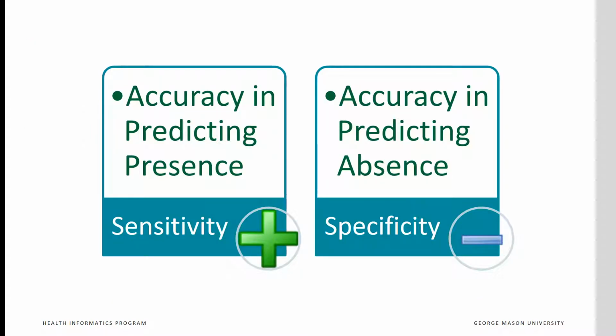Thus, sensitivity is accuracy in predicting the condition that we actually want to predict. High sensitivity means that we detect the condition when it's present. Specificity is accuracy in predicting the opposite, patients who do not have the condition. High specificity means that we do not often mistake other things for the condition.